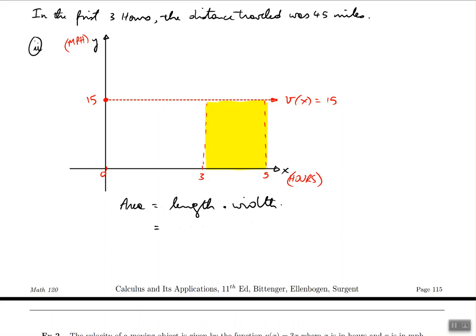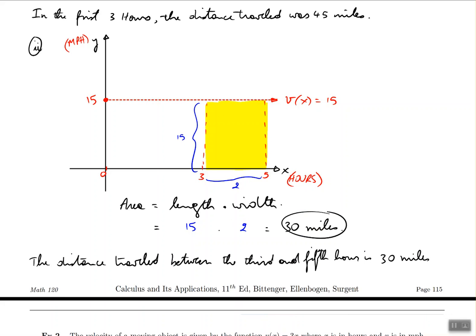In this case, what's the length and what's the width? Let's look at the graph. The distance between 3 and 5, how much space is there between the two? It's 2 units. And from the bottom to the top, it's from 0 on the y-axis to 15, so that's 15 units. We multiply the length, which is 15, by the width, which is 2. Multiplying 15 by 2, the answer turns out to be 30, and this is in miles. So between the 3rd hour and the 5th hour, we traveled 30 miles. Finally, we can say that the distance traveled between the 3rd and the 5th hour is 30 miles, and that's how the problem ends.